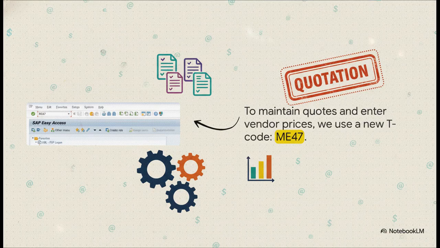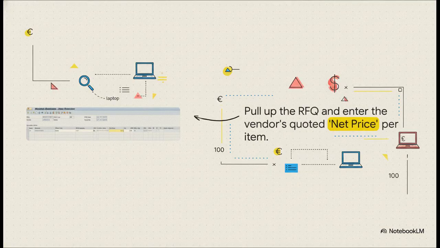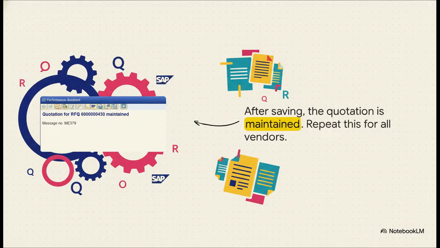This is the step where our request turns into an actual, concrete quotation with a price tag on it. So we use that unique RFQ number from before to pull up the document, and we go right to this field, net price. This is the number we've been waiting for. In this case, this vendor has quoted us a price of $100 for each laptop. We just type it right in there. We hit Save, and the system confirms that the quotation has been updated.